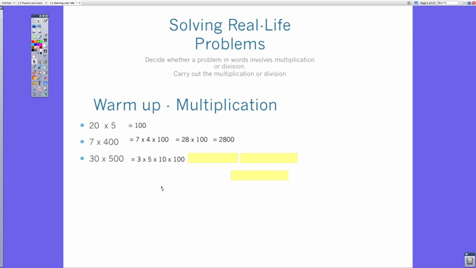30 multiplied by 500. So if we do the 3 times 5, and then I multiply by 10, and then multiply by the 100. So multiplying by 10 is for the 30, and then multiplying by 100 is for the 500. Then if I work out each part, I get 15 multiplied by 10, and then times by 100, which gives me that. And my final answer is going to be 15,000.